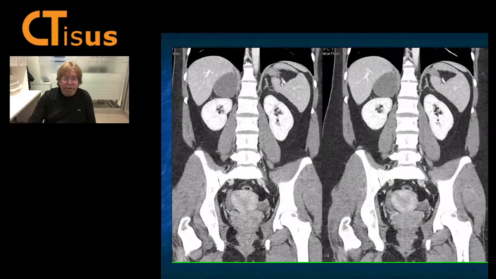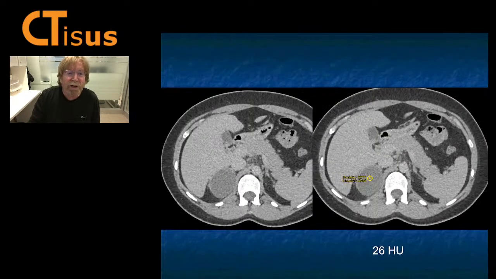We keep going. There it is again, well defined. But there is suggestion there may be a small wall here. And then when you look at it a little bit better on the delayed, it measures 26, so it's really not enhancing, but there seems to be a subtle wall here.